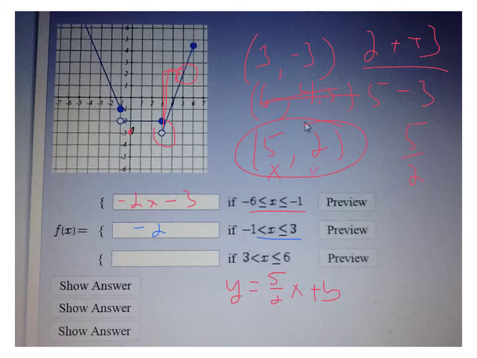There's x, here's y. So 2 equals 5 over 2 times 5 plus b. So then doing a little bit of algebra with this, we can say, what is that? 2 equals 25 over 2 plus b. And then, let's see, what is that? 12.5. So I'm going to subtract 12.5 from both sides. So 2 minus 12.5 is -10.5.